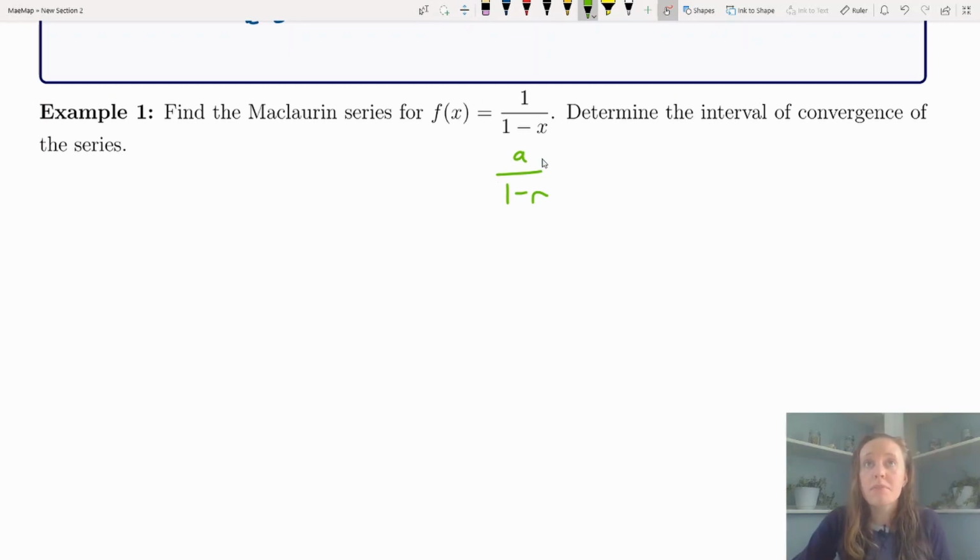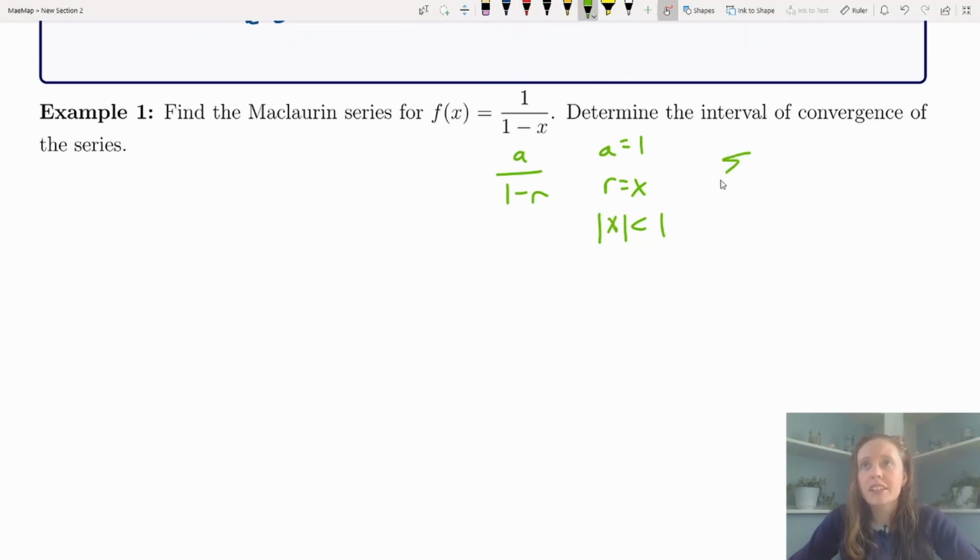So from this function f of x, my a value is 1, my r value is actually x, which means if I'm converging, r has to be between -1 and 1, and r is x, so that means I'm going to converge when x is between -1 and 1.